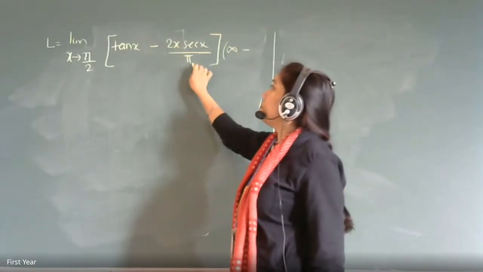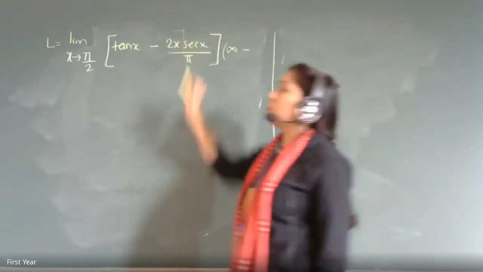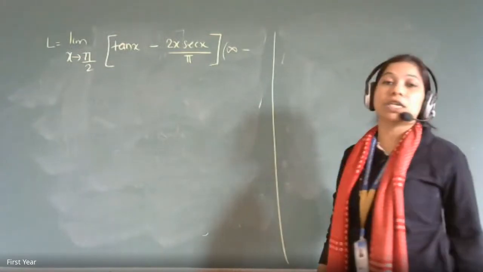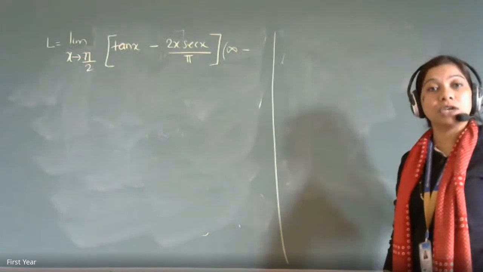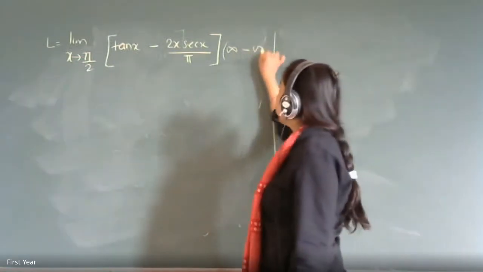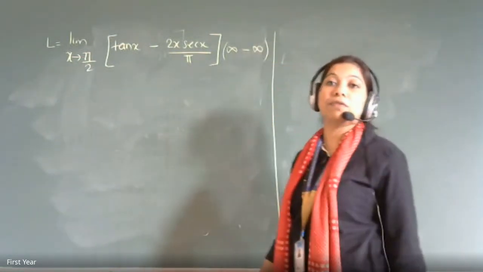So pi and pi get cancelled, 2 and 2 get cancelled. Only sec of pi by 2 remains. What is sec of pi by 2? 1 upon cos of pi by 2. Cos of pi by 2 is 0. 1 by 0 is infinity. So infinity minus infinity. Clear to everyone? Yes, ma'am.